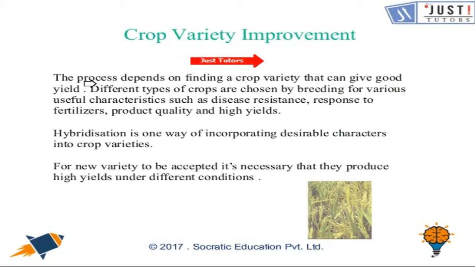Let's start with what exactly is crop variety improvement. This process depends on finding a crop variety that can give good yield. Different types of crops are chosen by breeding for various useful characteristics such as disease resistance, response to fertilizers, product quality, and high yields. Hybridization is one way of incorporating desirable characters into crop varieties. For a new variety to be accepted, it's necessary that it produces high yields under different conditions.